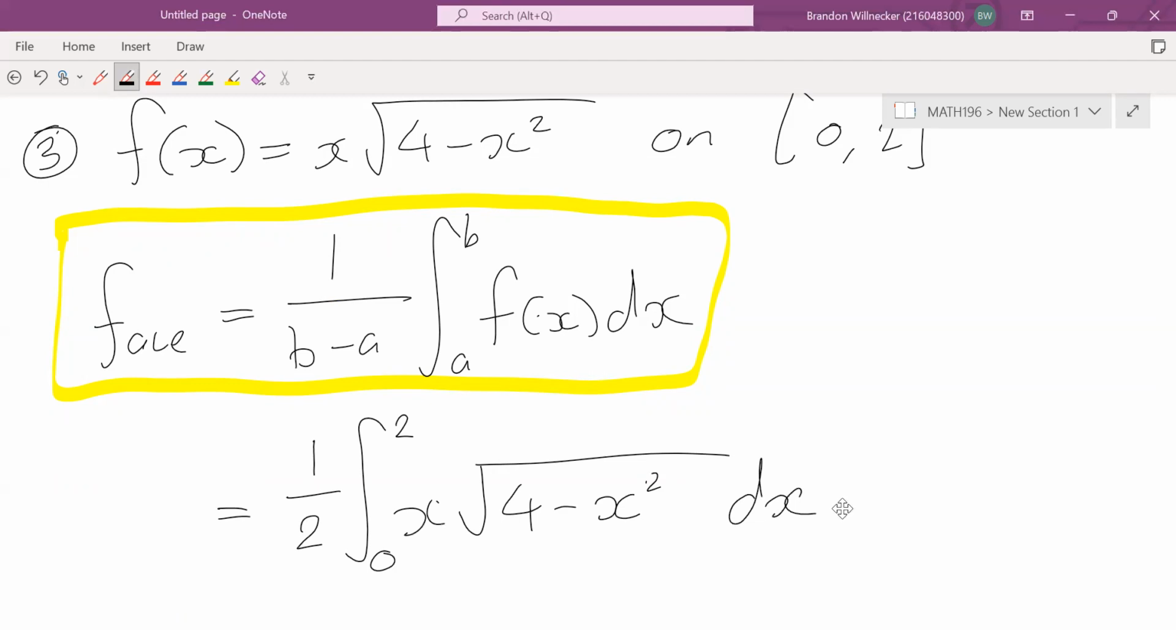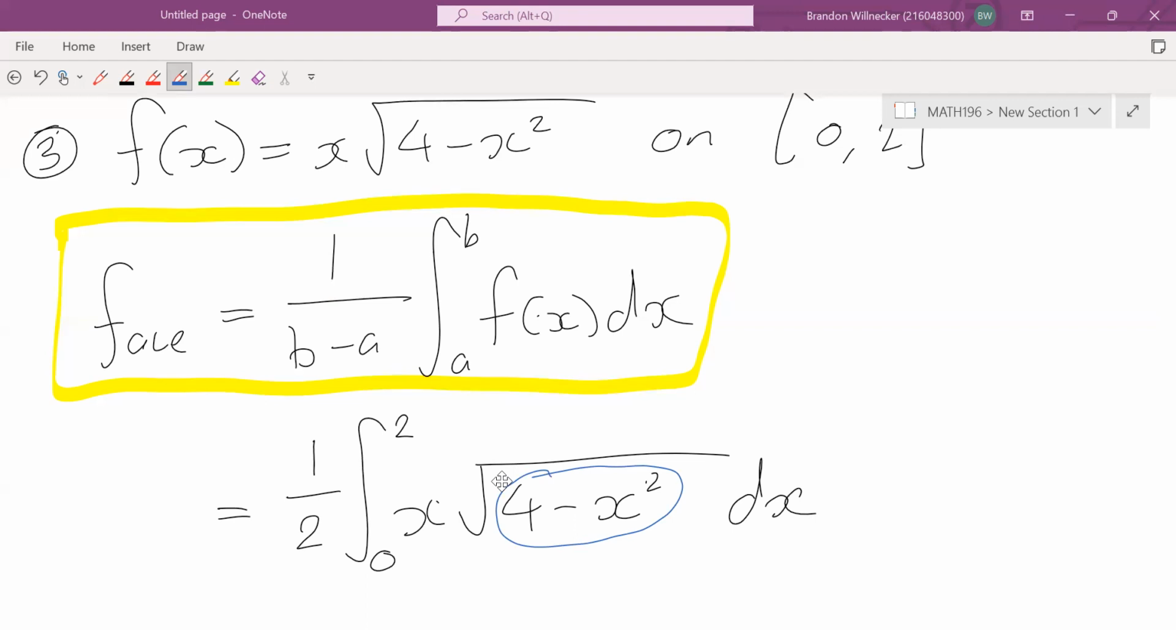Okay, so now we've got a product of two things. So whenever you have a product of two functions, you should be thinking to yourself, let me check for a u substitution first. And if that doesn't work, maybe I need to use integration by parts. So in this case, we can use a u substitution. Why? Because we can see we've got this inside function, 4 minus x squared. Okay, it's inside the square root function, so we call it the inside function.